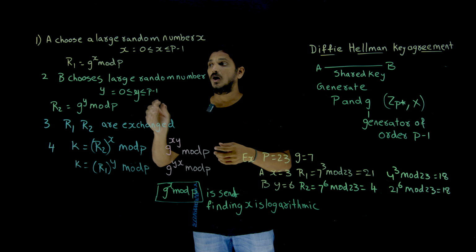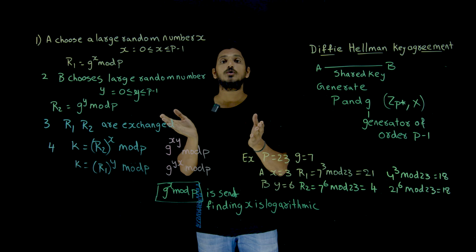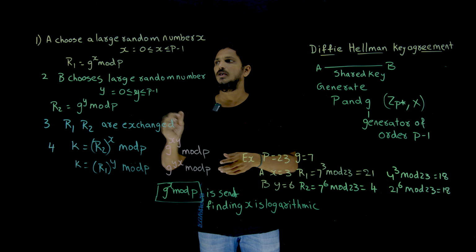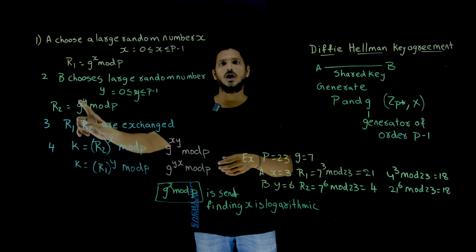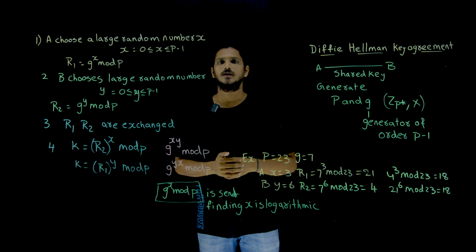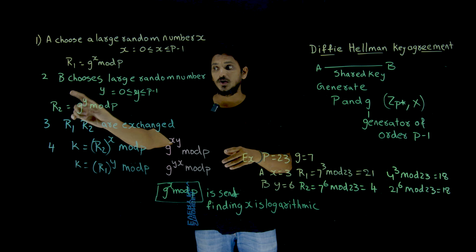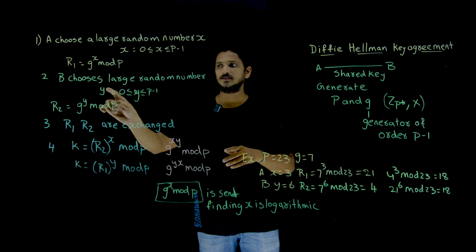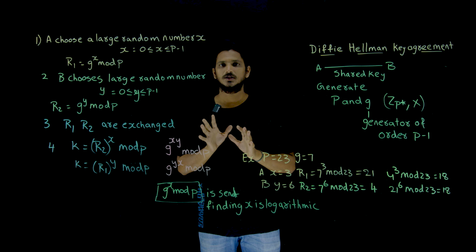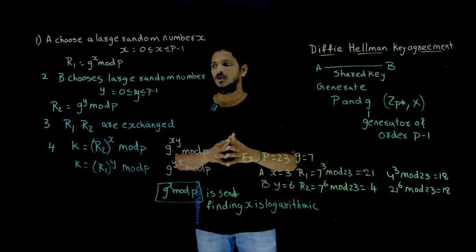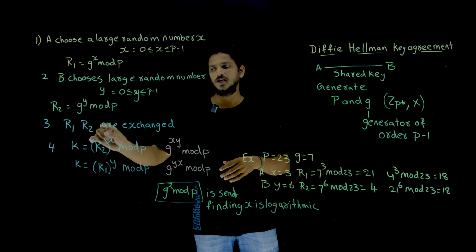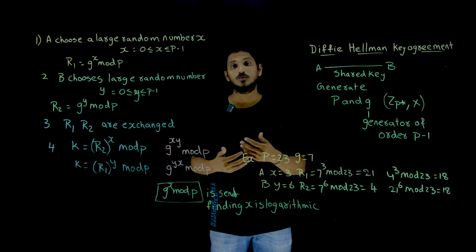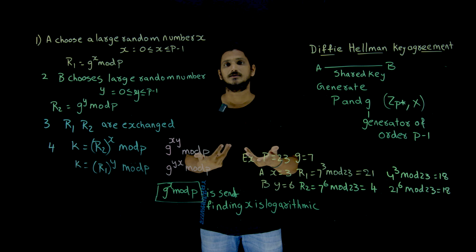Now R1 and R2 are exchanged. A sends R1 to B, and B sends R2 to A. So we are sending R1 and R2. We are not sending the X and Y values. That is very important to understand. Now B has the R1 value and A has the R2 value, so they can generate their keys.